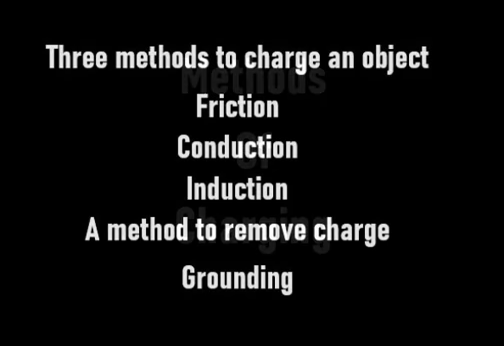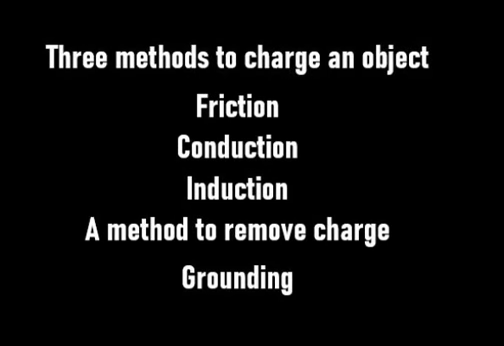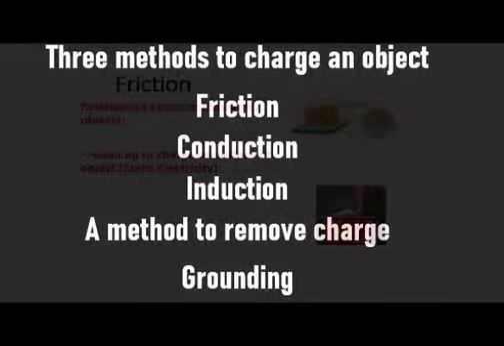Electrons are always moving between objects. Even as you watch this on your computer, there's electrons moving from the keyboard to possibly your hands or maybe your shirt. Electrons are always being transferred. There are three main methods that electrons move in and out of an object and therefore charge it or make the object neutral: friction, conduction, induction, and grounding.